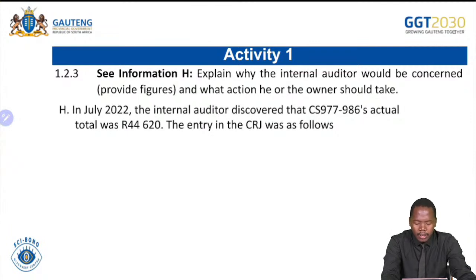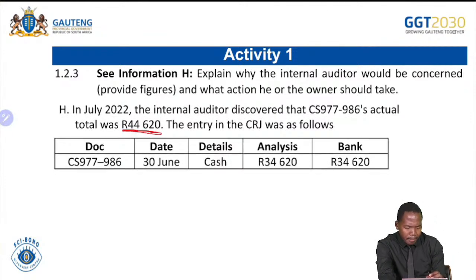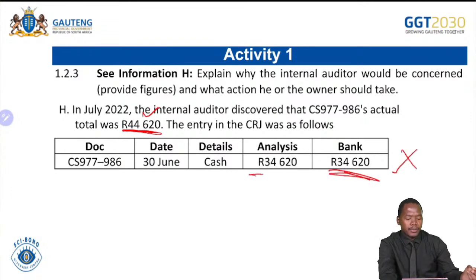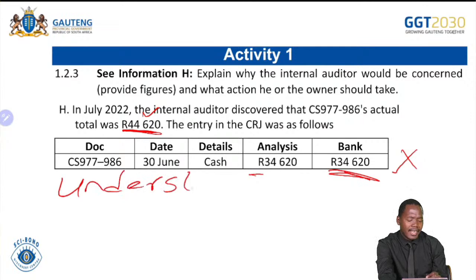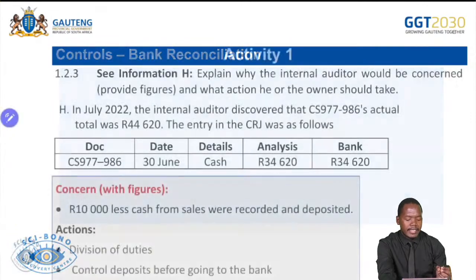In July 2022, the internal auditor discovered that CS 977-986 actual total was 44,620. The entry in the CRJ was as follows. If you can check here, this is the correct amount. But when we were recording, we recorded this wrong amount. So it means that this money was now understated. So we have an understated income.